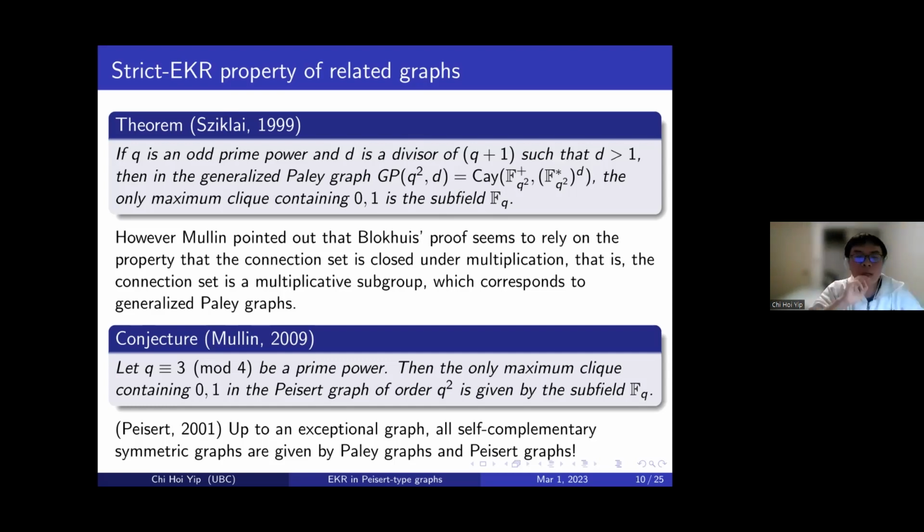Also, from the viewpoint of algebraic graph theory, if we do not assume that D divides Q plus 1, then this graph is not a nice graph. For example, we don't know whether it's a strongly regular graph when D does not divide Q plus 1. So anyway, there are many motivations to impose this condition on the divisibility of Q plus 1 by D.